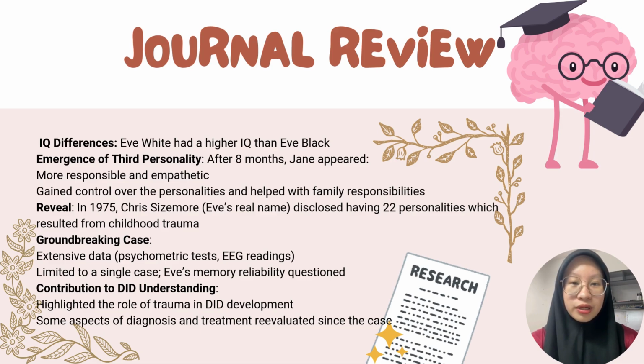After 8 months of therapy, Eve White showed signs of improvement, but her condition worsened, leading to the emergence of a third personality, Jane, who was more responsible and empathetic. Jane eventually gained more control over the personalities and helped with Eve White's family responsibilities. In 1975, Eve, whose real name was Chris Sizemore, revealed she had developed 22 personalities, which were a result of a childhood trauma.